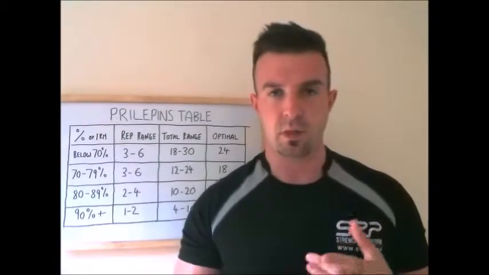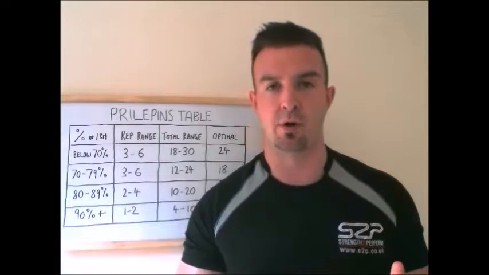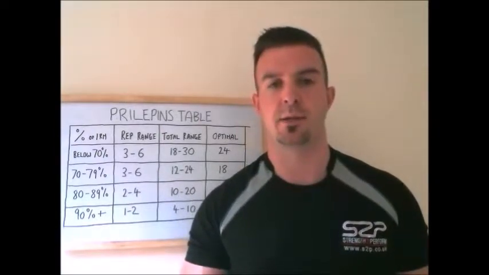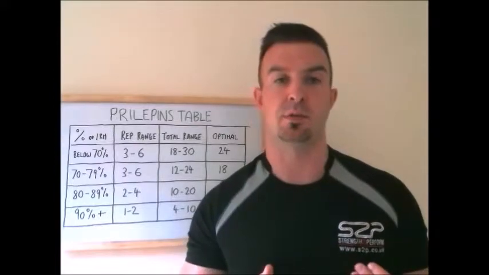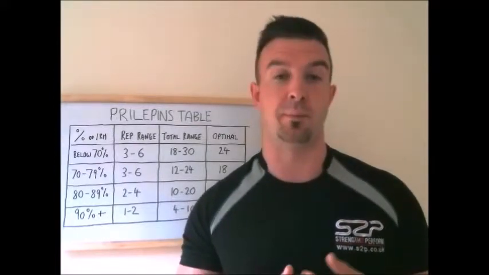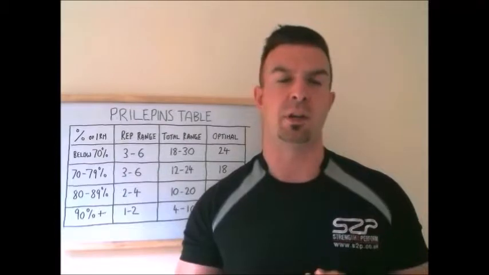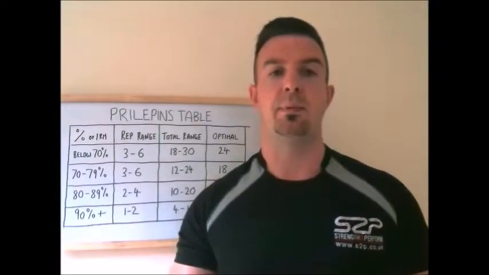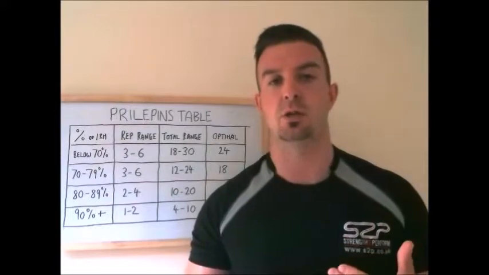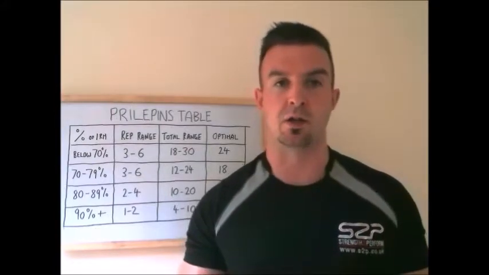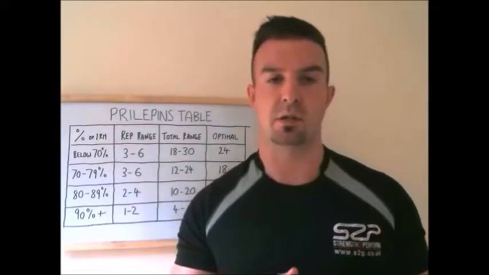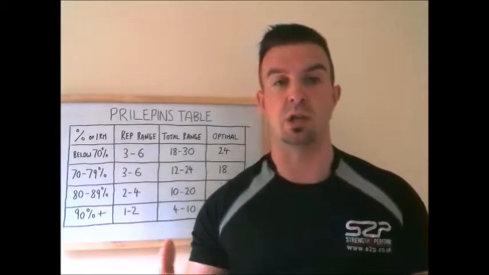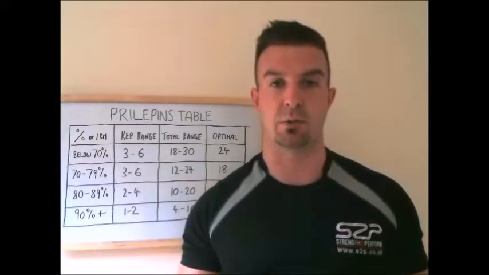So let's talk a little bit about who Prilipin was and how this table came about. Prilipin was a former Soviet sports scientist. His research and observations came from watching Olympic weightlifting, and I think he went on to become the weightlifting coach for the former Soviet Union also. And he began to look at, for a given percentage of a 1 rep max in either the clean and jerk or the snatch, how many repetitions and how much total training volume the weightlifters would need to achieve in order to bring about the correct adaptation.